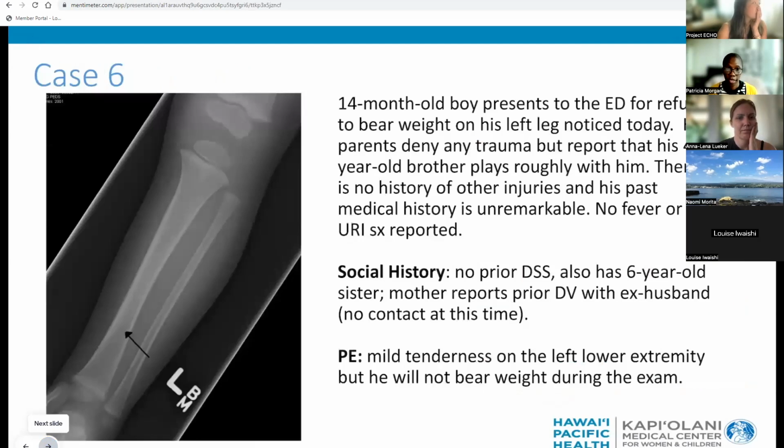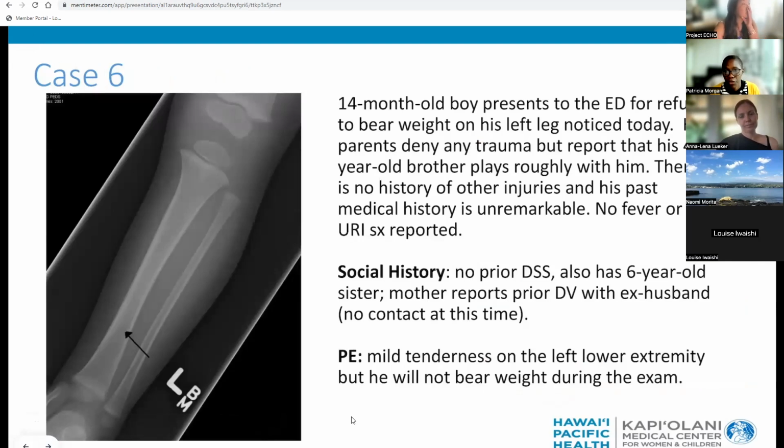So let's move on to case 6. This is a 14-month-old who is presenting to the ED for refusal to bear weight on his left leg that was noticed on the day of presentation. The parents deny any trauma, but report that his 4-year-old brother plays roughly with him. And I bring this up as a part of the history because it's not an uncommon history that we will sometimes get when children present with injuries or findings.